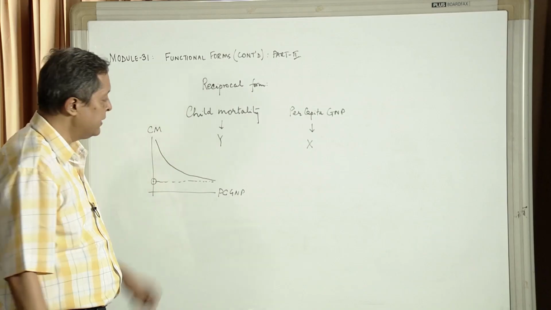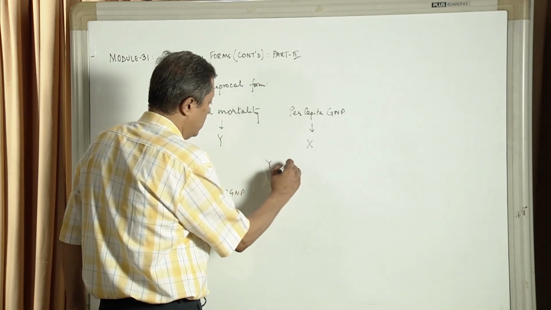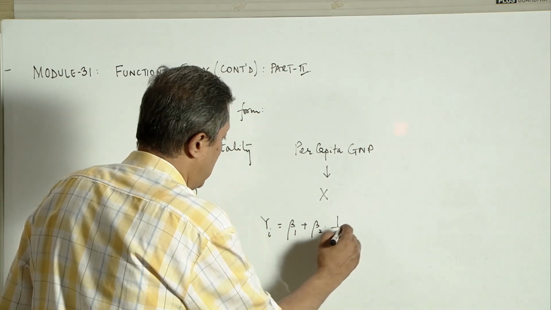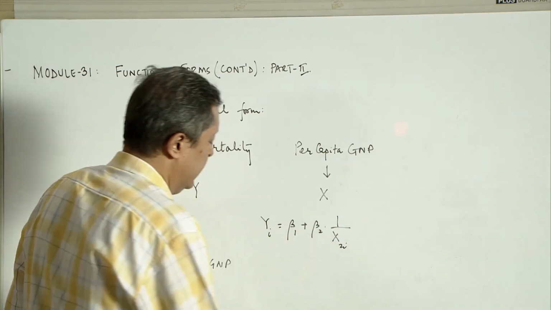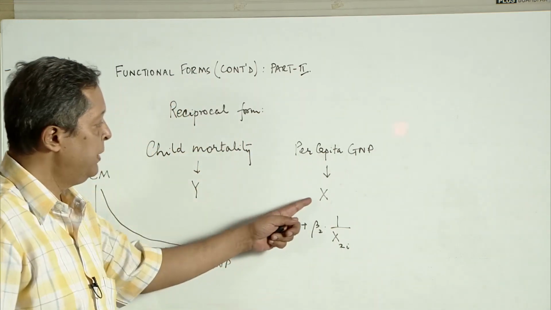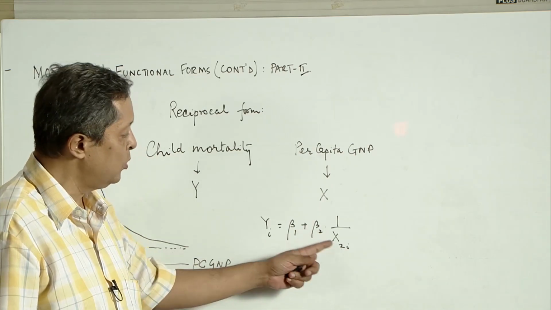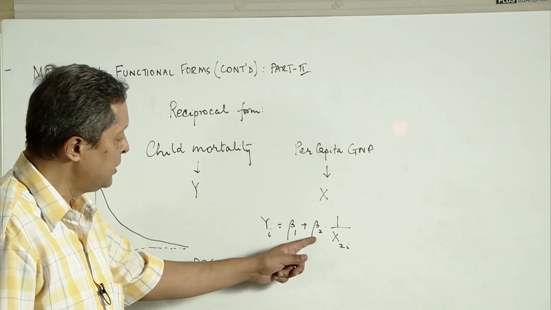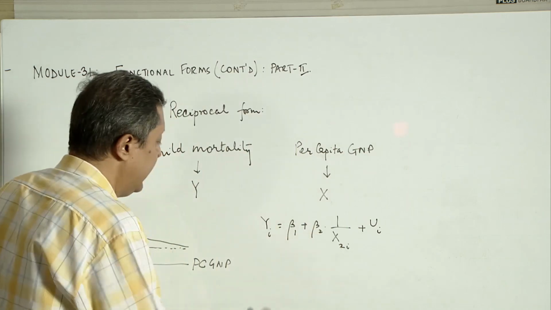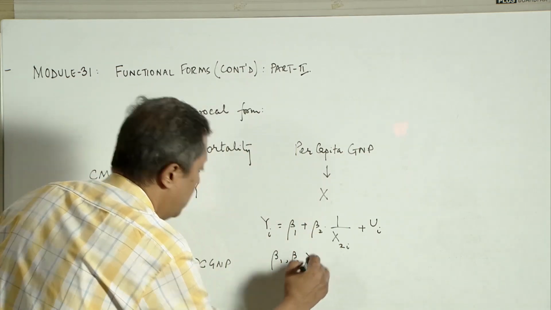In this particular case, we can write yi is equal to beta 1 plus beta 2 into 1 upon x2i. Just to maintain symmetry, I am denoting this x as x2, the same thing. You could have written xi, but just because we have beta 2, I am writing x2. So, yi = beta 1 plus beta 2 times 1/x2i plus ui. And here in this example, beta 1 and beta 2 are both positive.